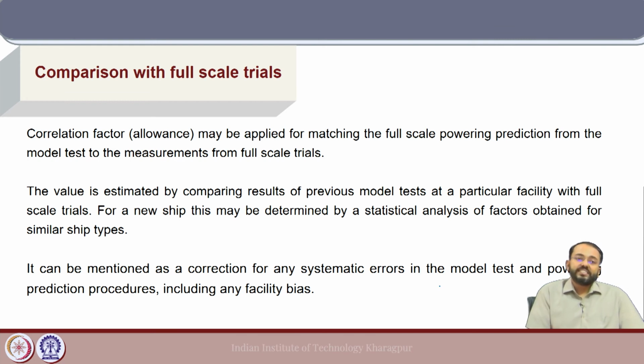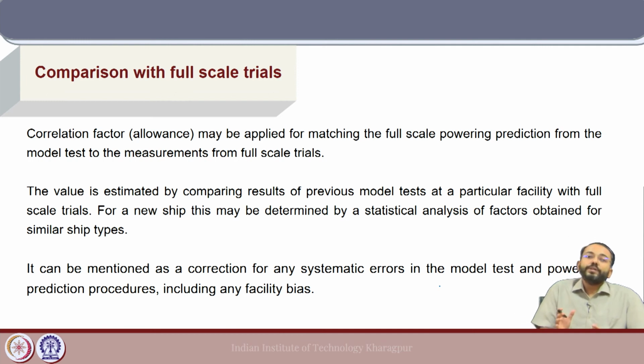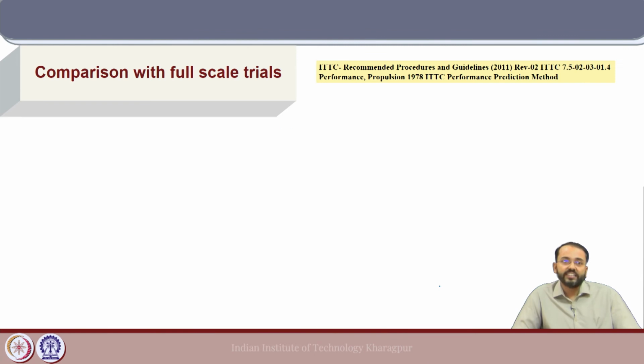So, each model test that is being done is used in this statistical process, and these correlation factors are defined over time, so that a particular model test result, when extrapolated to full scale, can be effectively converted into a result that can be used for a full scale ship in an actual trial condition. So, these systematic errors that can arise in different test facilities are basically included in these correlation factors.